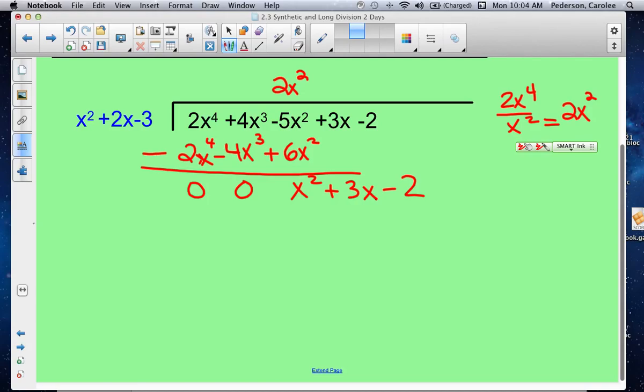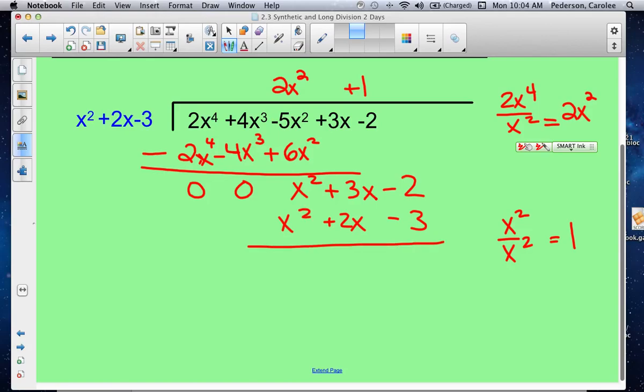Now I look at the first two terms again. X squared divided by x squared. This one you could probably do in your head. What is x squared divided by x squared? 1. And now I multiply that 1 to all 3 terms in the blue. 1 times negative 3 is negative 3. 1 times 2x is plus 2x. 1 times x squared is x squared.